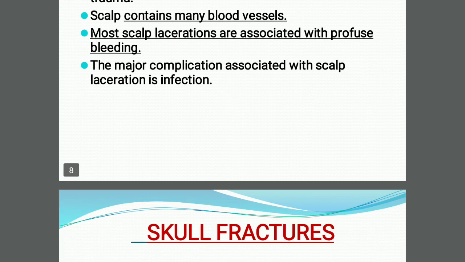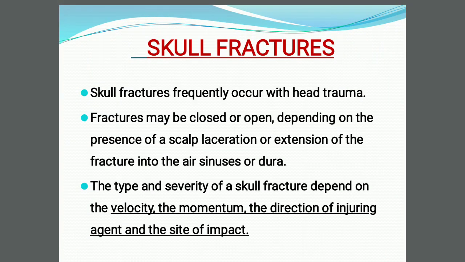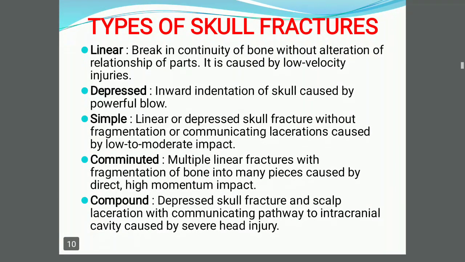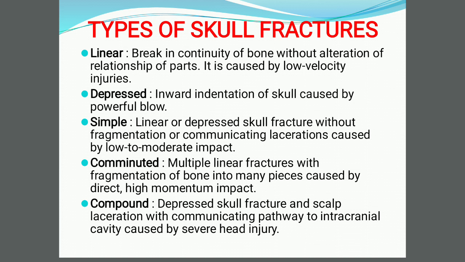Skull fractures. Skull fractures frequently occur with head trauma. Fractures can be closed or open, depending on the presence of skull laceration or extension of the fractures into the air sinuses or dura. Now the types of skull fractures. Types of skull fractures can be linear. Linear means that there is a break in the continuity of bones without altering of the relationship of parts.